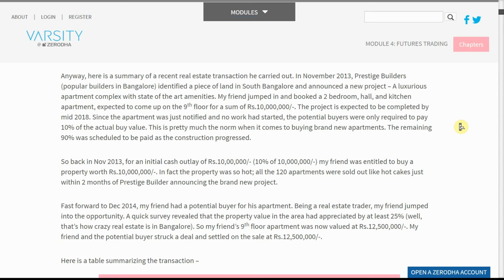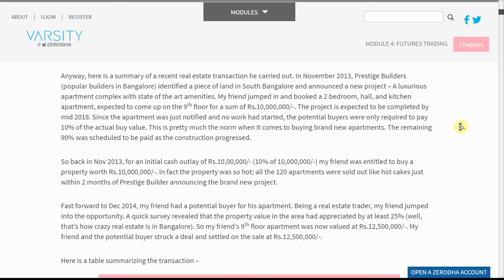In November 2013, Prestige Builders, popular builders in Bangalore, identified a piece of land in South Bangalore and announced a new project, a luxurious apartment complex with state-of-the-art amenities. My friend jumped in and booked a 2-bedroom, hall, and kitchen apartment, expected to come up on the 9th floor, for a sum of 10 million rupees. The project is expected to be completed by mid-2018.